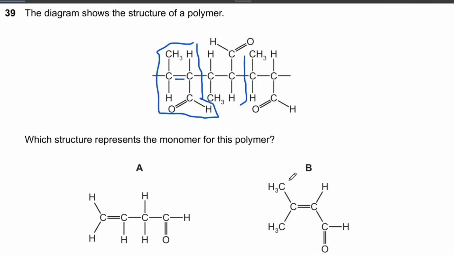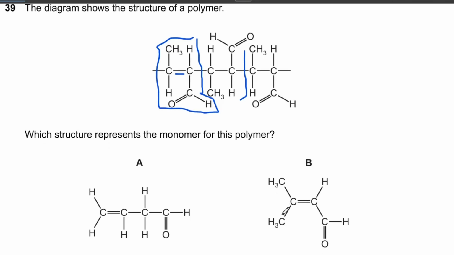Look at option B. We have CH3, CH3. We have carbon, and then carbon, and hydrogen. But here we have CH3. So option B is also wrong.